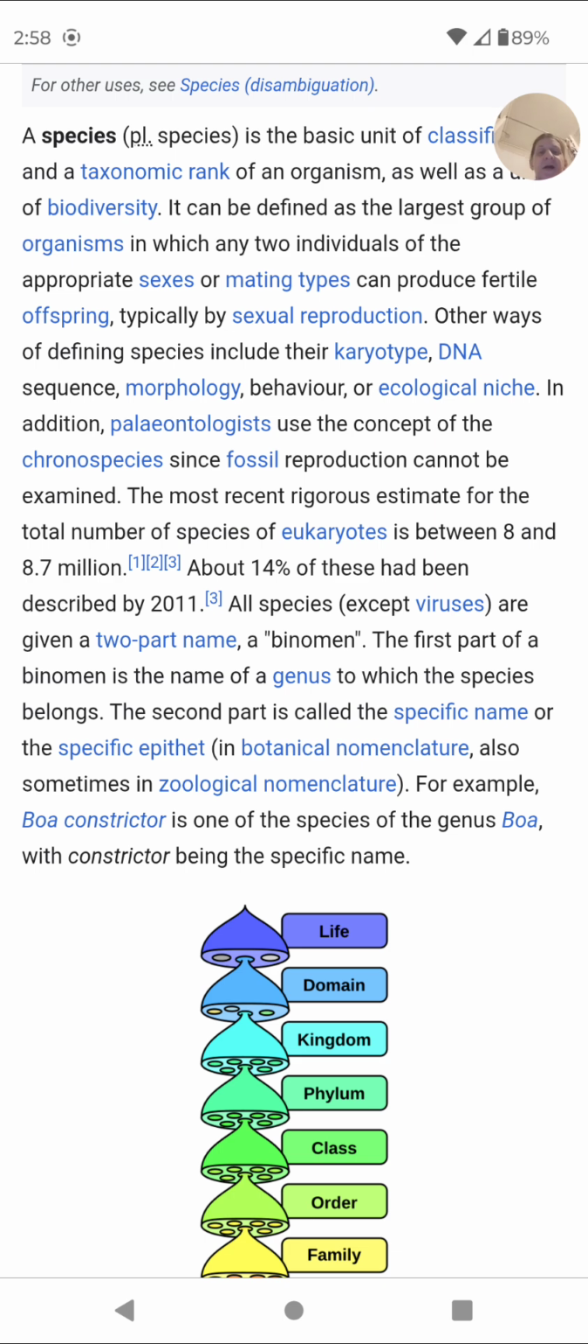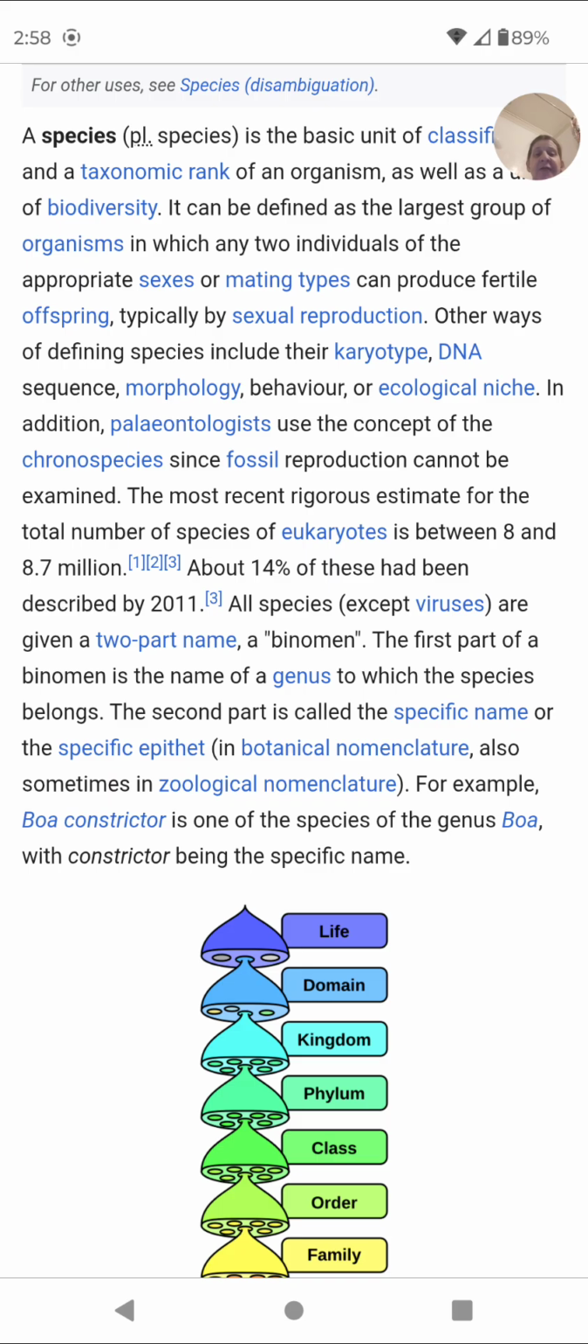The most recent rigorous estimate of the total number of species of eukaryotes is between 8 and 8.7 million. About 14% of these had been described by 2011.